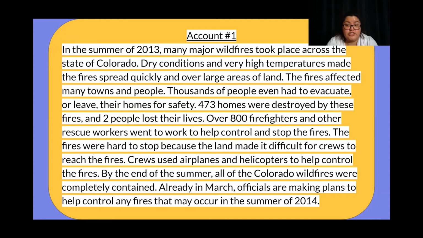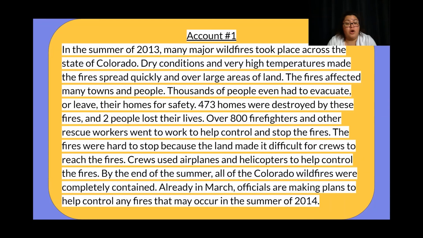Our first passage, account number 1, reads, In the summer of 2013, many major wildfires took place across the state of Colorado. Dry conditions and very high temperatures made the fires spread quickly and over large areas of land. The fires affected many towns and people. Thousands of people even had to evacuate or leave their homes for safety. 473 homes were destroyed by these fires, and 2 people lost their lives. Over 800 firefighters and other rescue workers went to work to help control and stop the fires.